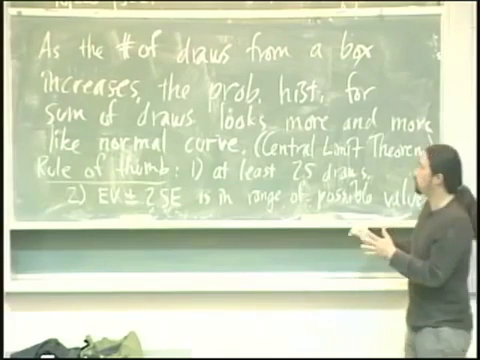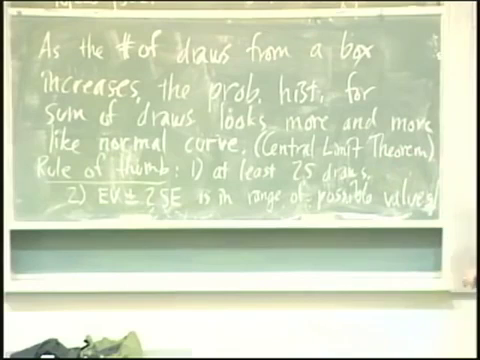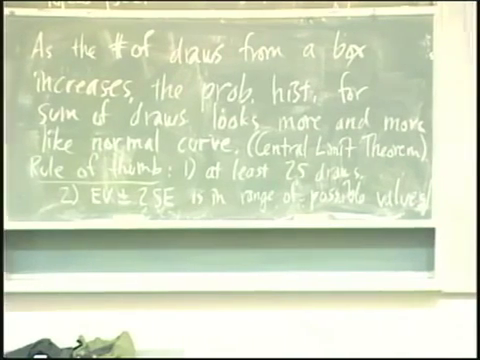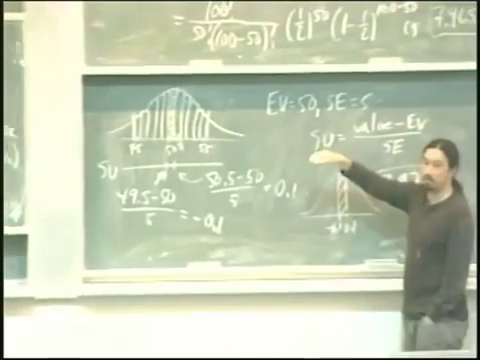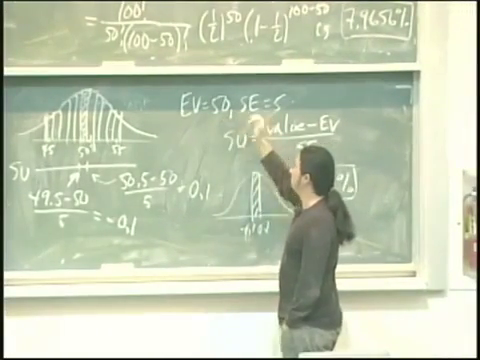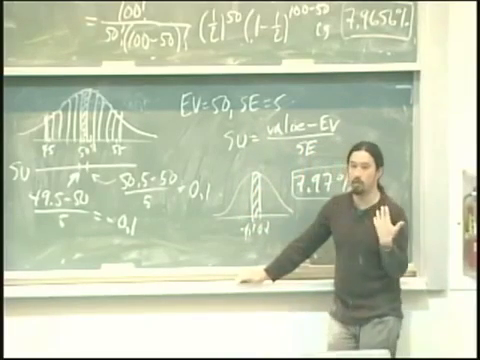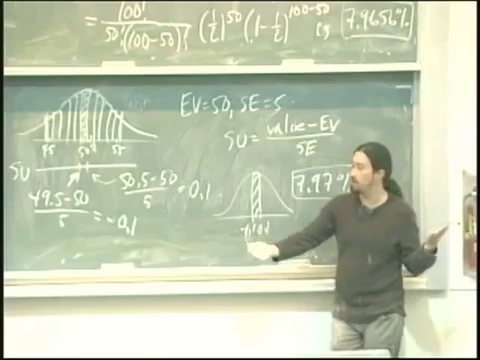So let's just quickly go through my example here. With 100 coin tosses, expected value is 50, standard error is 5. If I go 2 standard errors to the left, that's 40. That's within the range of possible values. 2 SEs to the right would be 60. That's in the range of possible values. The range of possible values here is anything from 0 to 100. I could get anywhere from 0 to 100 heads.